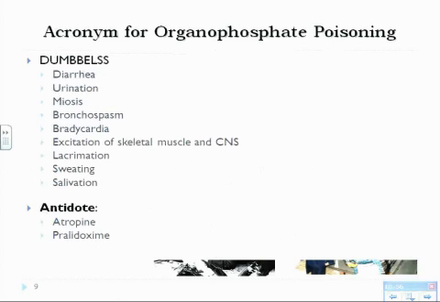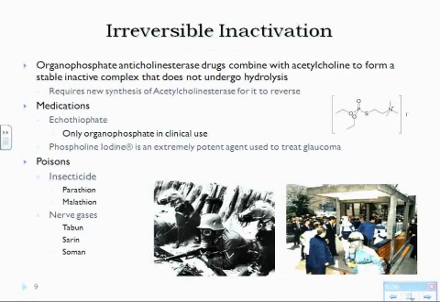Now, irreversible inactivation, such as with organophosphates, combines with acetylcholinesterase to form a stable inactive complex using phosphate. This is what this is right here. The typical medication that will do that, which we want for things like glaucoma treatments, is echothiopate. The only problem with that is that it can get into your bloodstream and cause problems with weakness, and that is something you might want to consider if that person is on it.